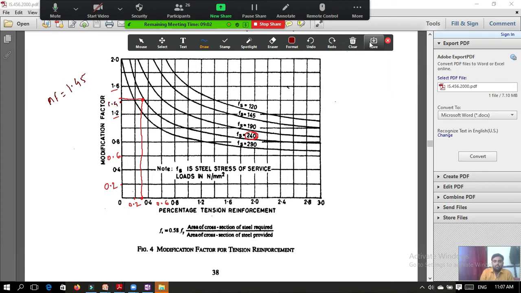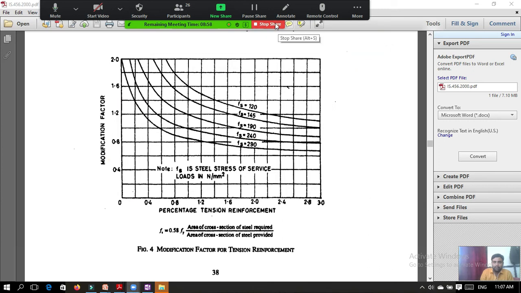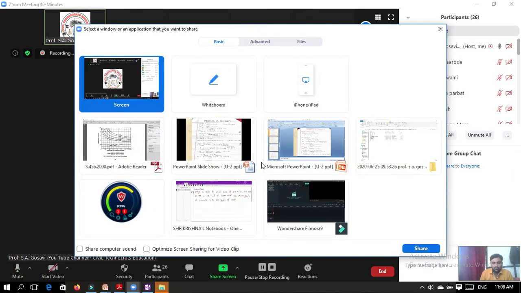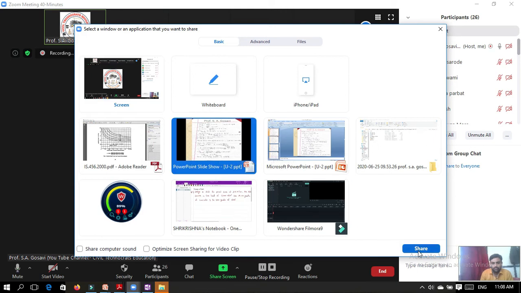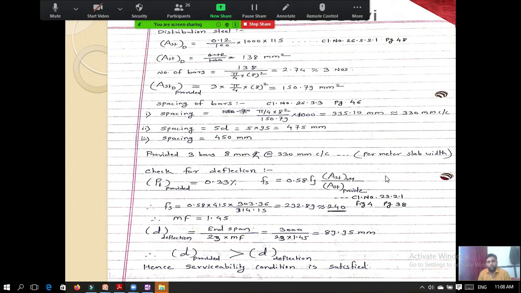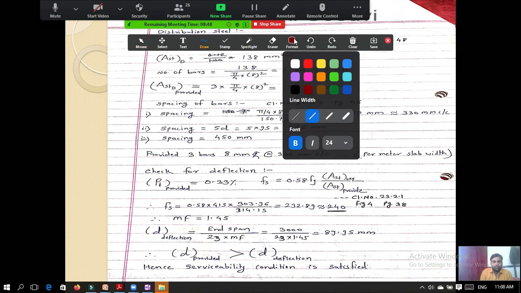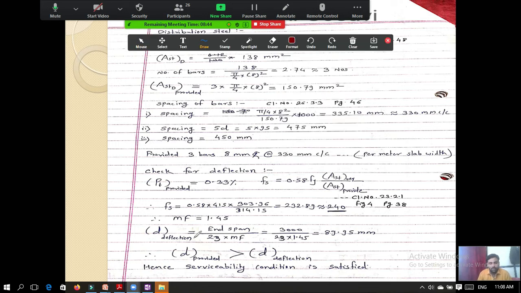So now again we will go to our slide to consider this calculation. Again we will consider here the percentage of steel 0.33, and for fs 240, this modification factor value is taken as 1.45, as I have already told you.